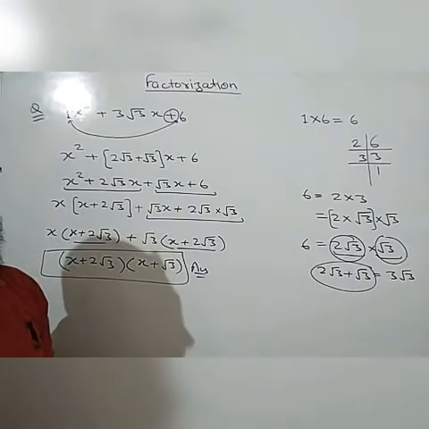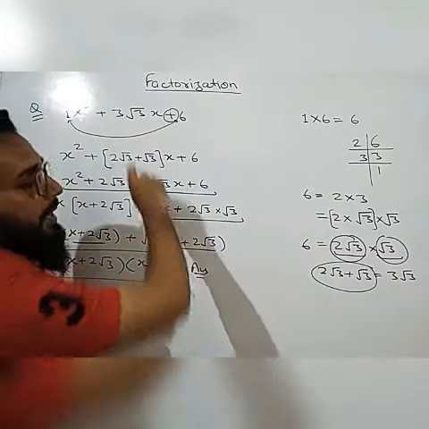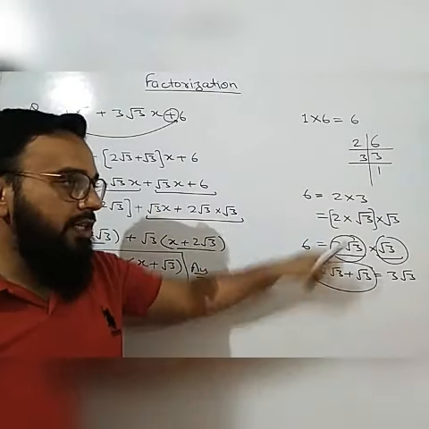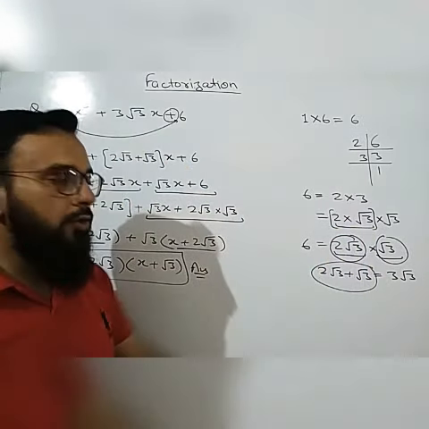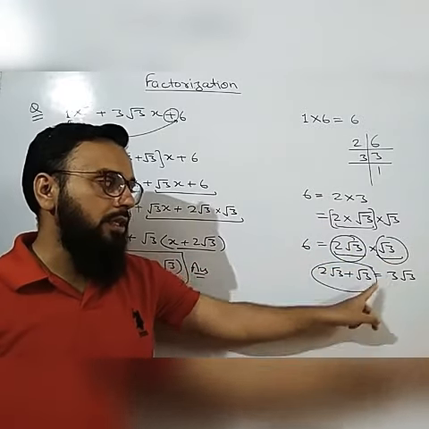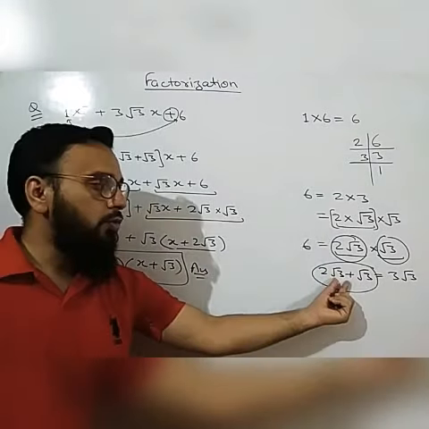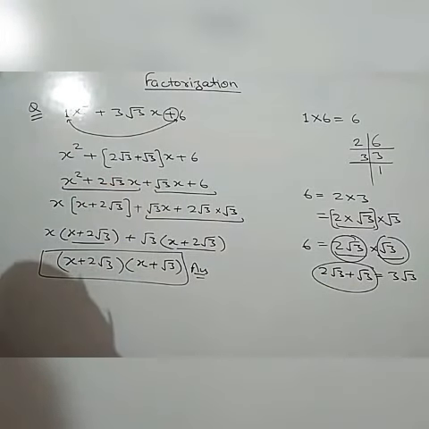Okay. And what is the method? The sum of two numbers should be equal to 3 root 3, and the multiplication of two numbers should be equal to 6. So if we consider these two numbers, 2 root 3 into root 3, their multiplication is 6, and the sum of 2 root 3 plus root 3 is 3 root 3. So in place of 3 root 3, we put 2 root 3 plus root 3 and solve it further, and we will get the factors. Okay, so note it down.